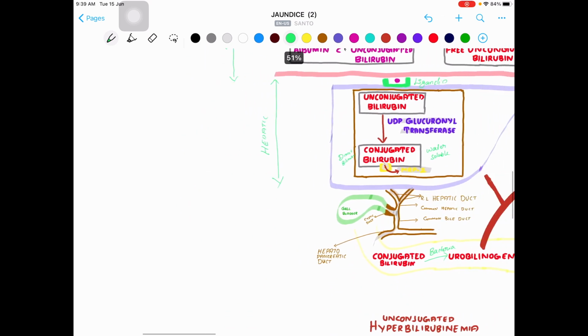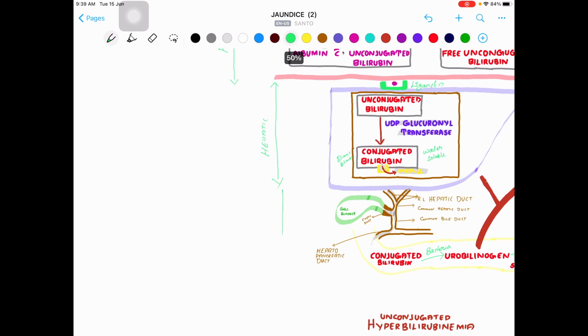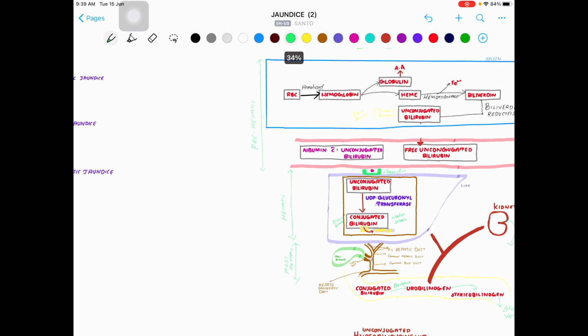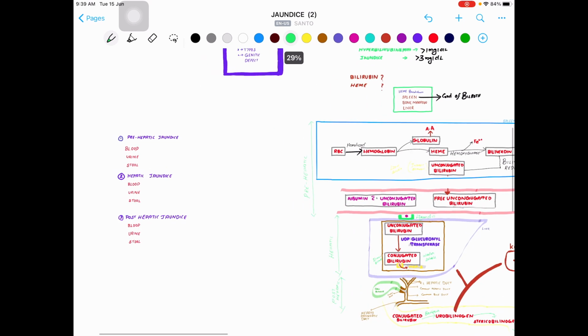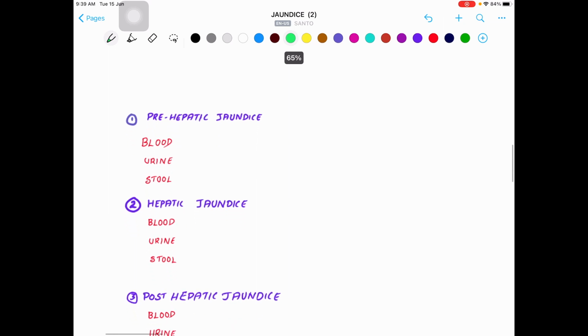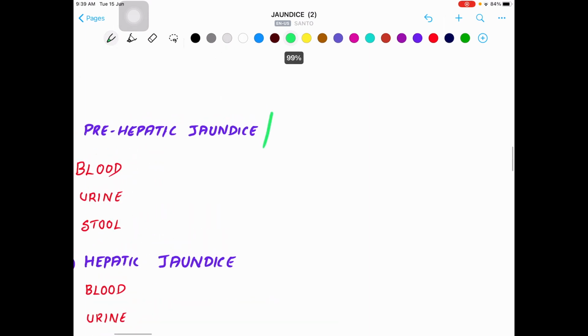And obviously, if something happens to bilirubin after leaving the liver, it can be called post-hepatic jaundice. Now let's see in detail what this prehepatic, hepatic and post-hepatic means. Prehepatic jaundice can also be called hemolytic jaundice.